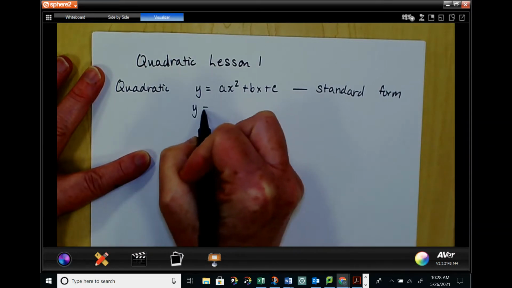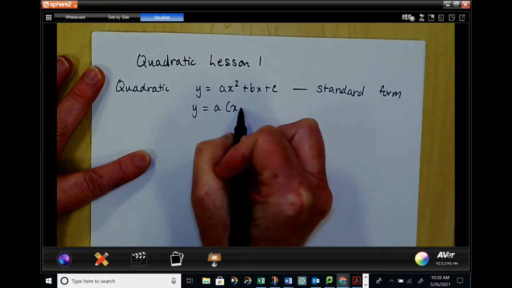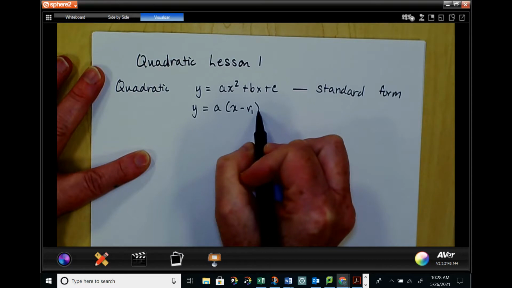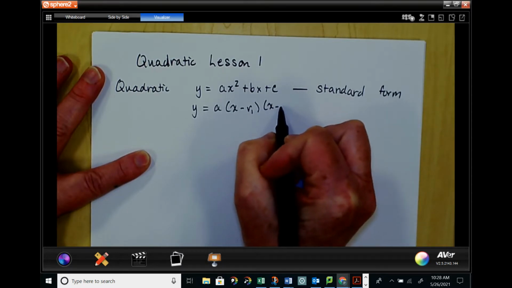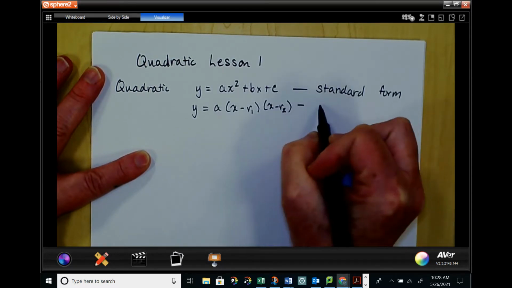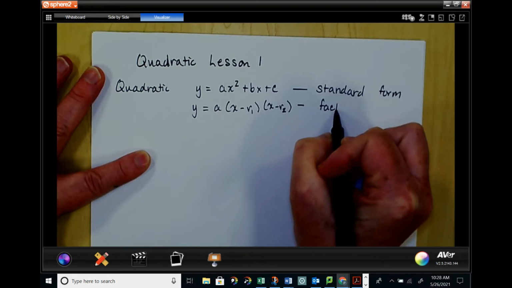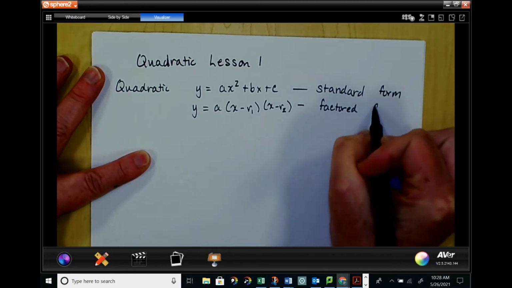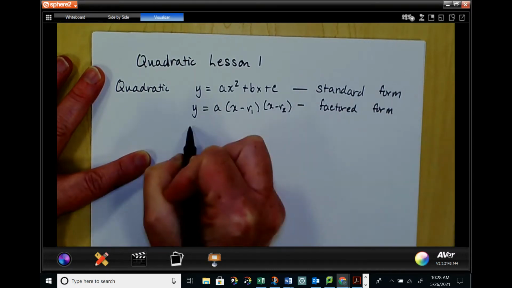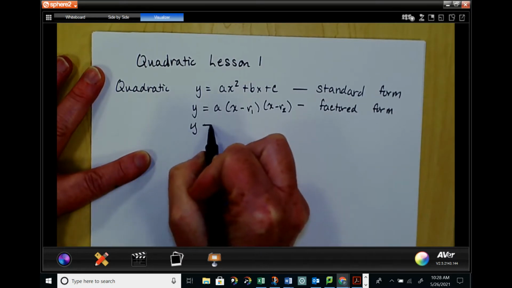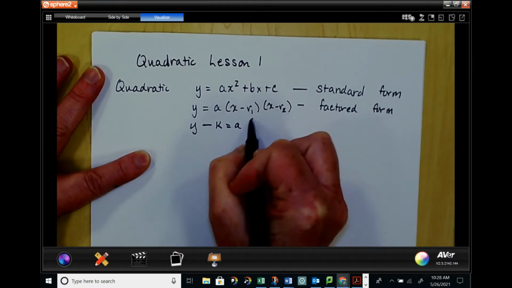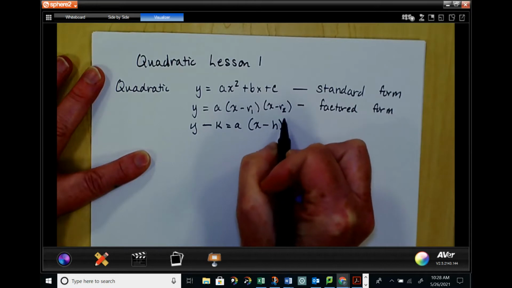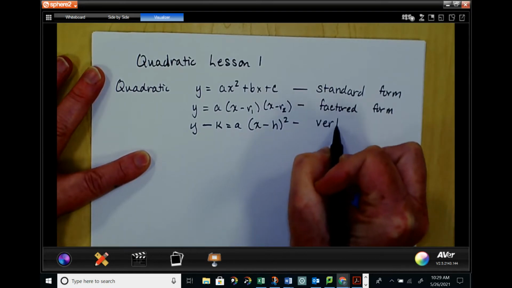We have y is equal to a times (x minus r1) times (x minus r2). This is called factored form. I'll explain what all of these do in just a minute. And then this one, y minus k is equal to a times (x minus h) squared. This is called vertex form.